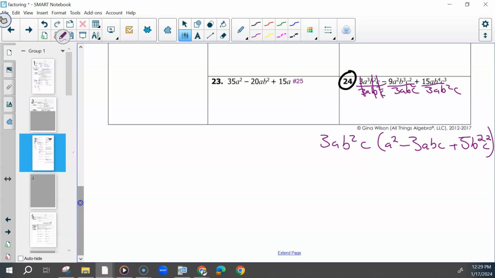If we were to multiply that back out, which I'm not going to do, we would get the original. And if I look inside here, I can't take any A's out, I can't take any B's out, C's, or numbers. So it is factored out. Are there any others on this page that we want to see, go over, have questions about?